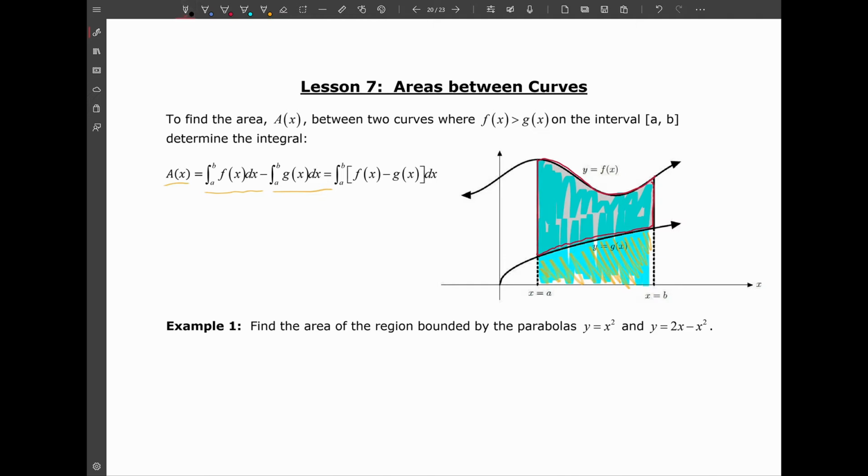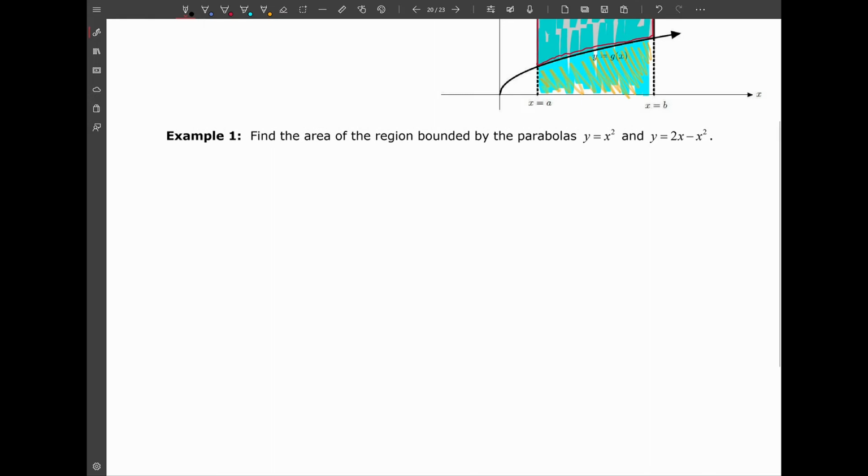All right, let's do an example. Find the area of the region bounded by the parabolas y equals x squared and y equals 2x minus x squared. So first thing I want to do is draw this so I can tell which function's on top, whether they intersect at any point, all of those kinds of things.